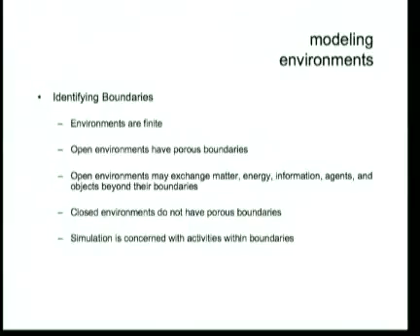The environments are typically finite. They have to be. There's a finite space, a finite number of nodes in the graph. So identifying the boundaries is important. Open environments have porous boundaries. That is, in some sense, things move back and forth across the boundaries outside of the scope of the agent space or representation. So open environments can exchange matter, energy, information, agents even, and objects beyond the boundaries, coming in and out at certain rates.